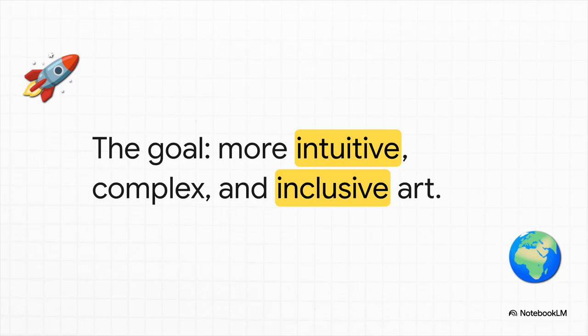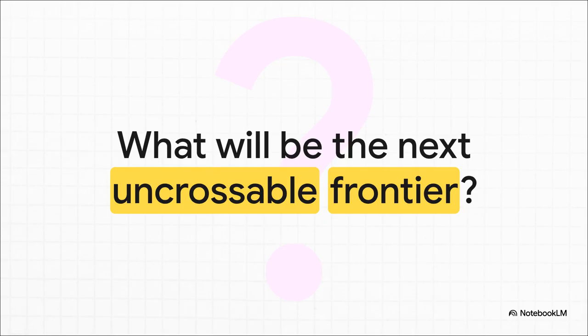So the path forward is really about pushing for something better. The goal is to make these AIs more intuitive, able to handle way more complex ideas, and, this is a big one, to build them to be more inclusive, so the art they create actually reflects the rich diversity of the real world. And that brings us to our final thought. For centuries, art has been about pushing boundaries. Now, with AI in the picture, we're crossing frontiers that seemed impossible just a few years ago. So it leaves you with this amazing question to think about. As art and technology become more and more intertwined, what's the next impossible barrier we're about to break through?